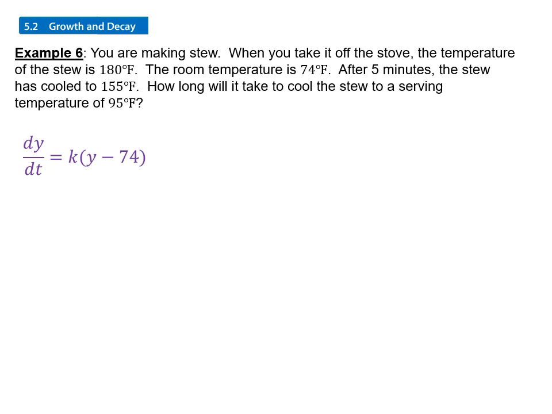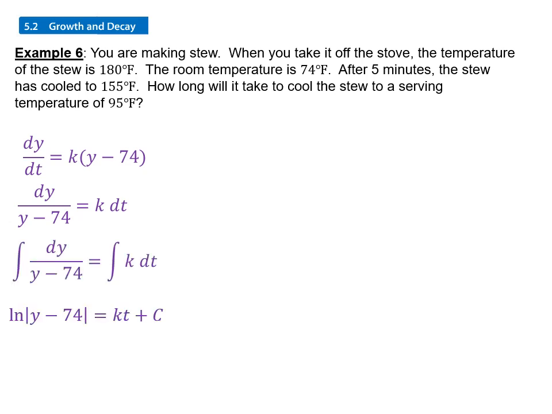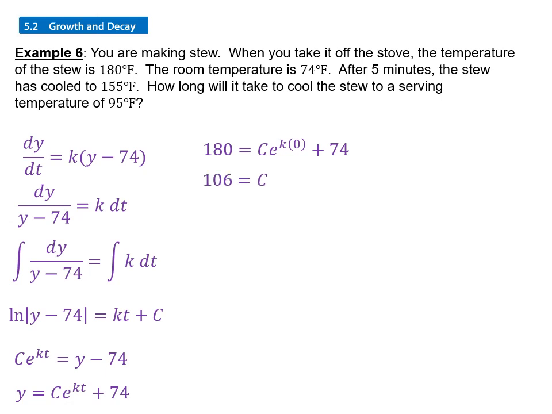Well, here's our basic rate from the textbook. dy over dt equals k times y minus 74, because subtracting off the room temperature. Separate our variables. Take the integral of both sides. So we get natural log of y minus 74 equals kt plus c, and we can just rewrite that as an exponential and move the 74 to the other side. Now plug in what we know. At time 0, it's 180 degrees. So that gets us c is 106.